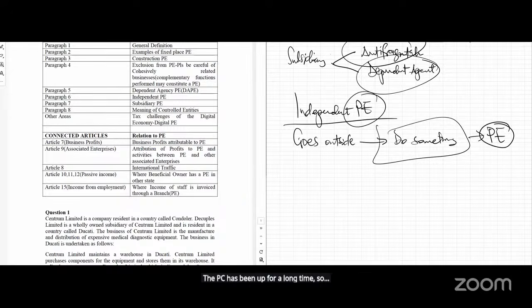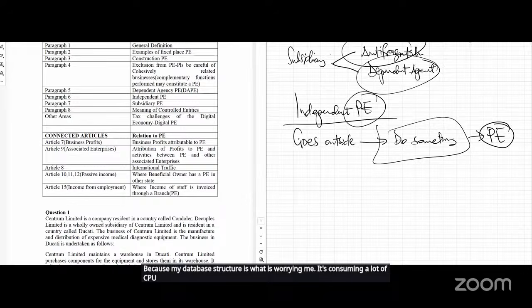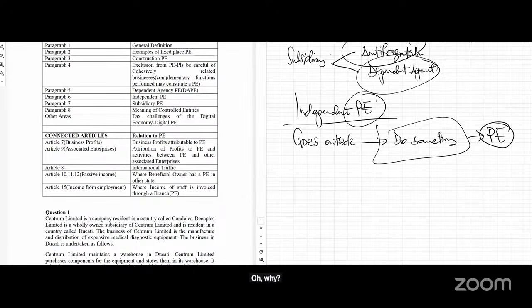I'm building an app in the background, so it's slowing down my memory. Sorry, I can't close the app because my database structuring is what is worrying me. It's consuming a lot of CPU. Oh, why? I'm coming right now. Let me try and disable my CLI.